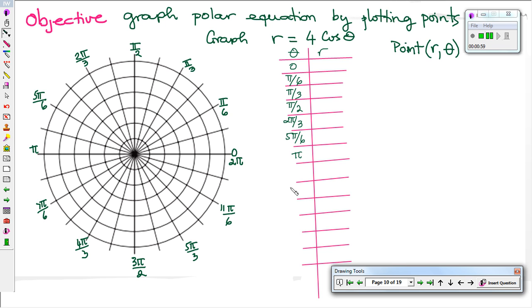pi, 7 pi over 6, 4 pi over 3, 3 pi over 2, 5 pi over 3, 11 pi over 6, and then 2 pi. So that will be one complete rotation.